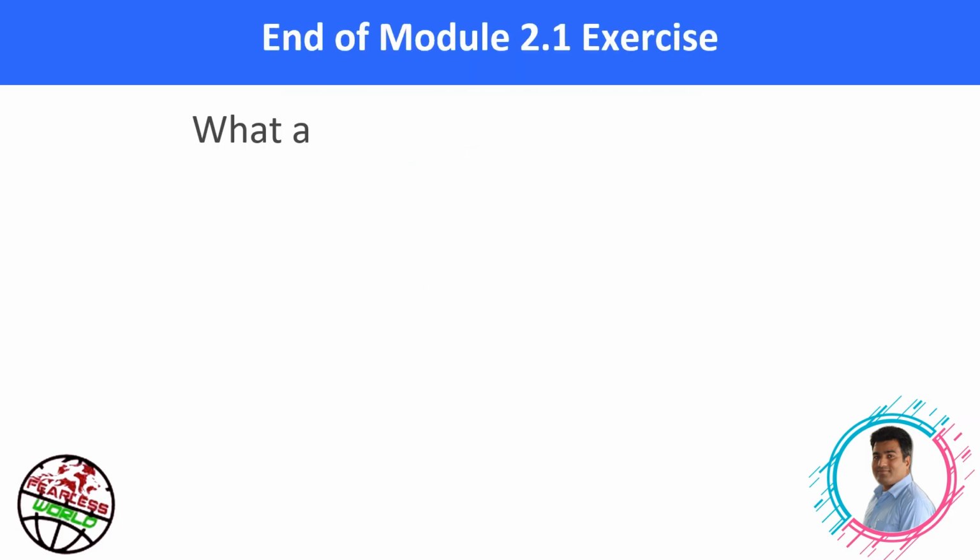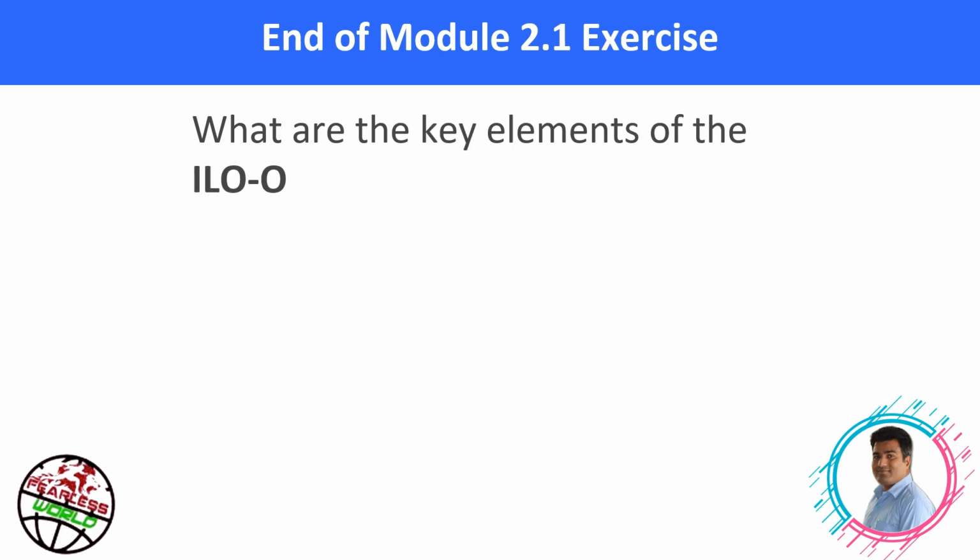End of Module 2.1 Exercise. What are the key elements of the ILO OSH Health and Safety Management System?